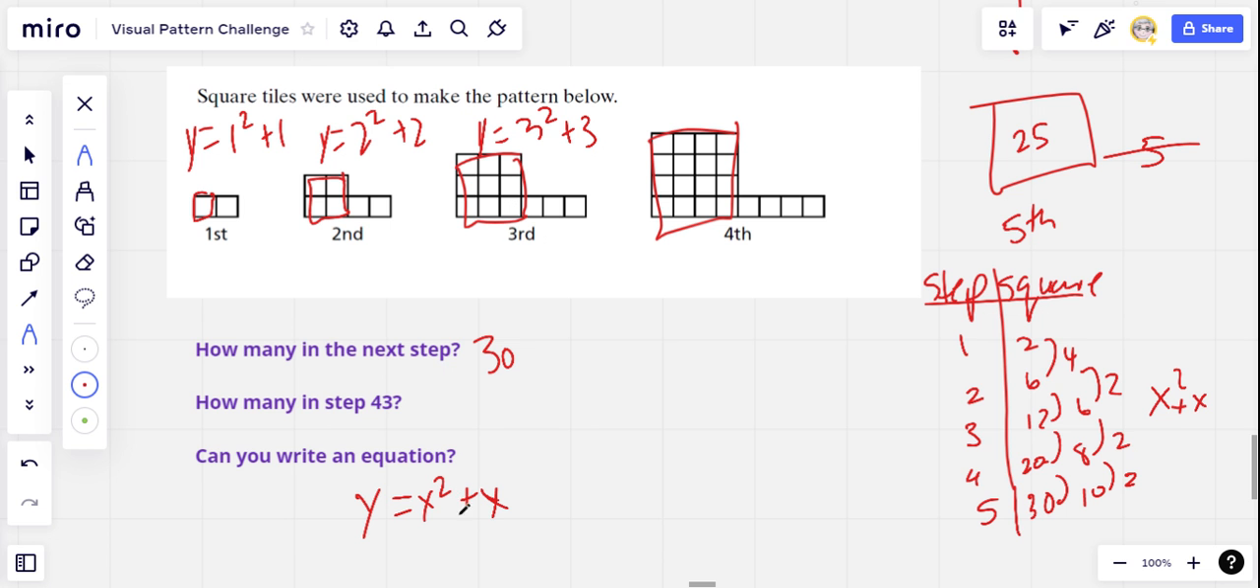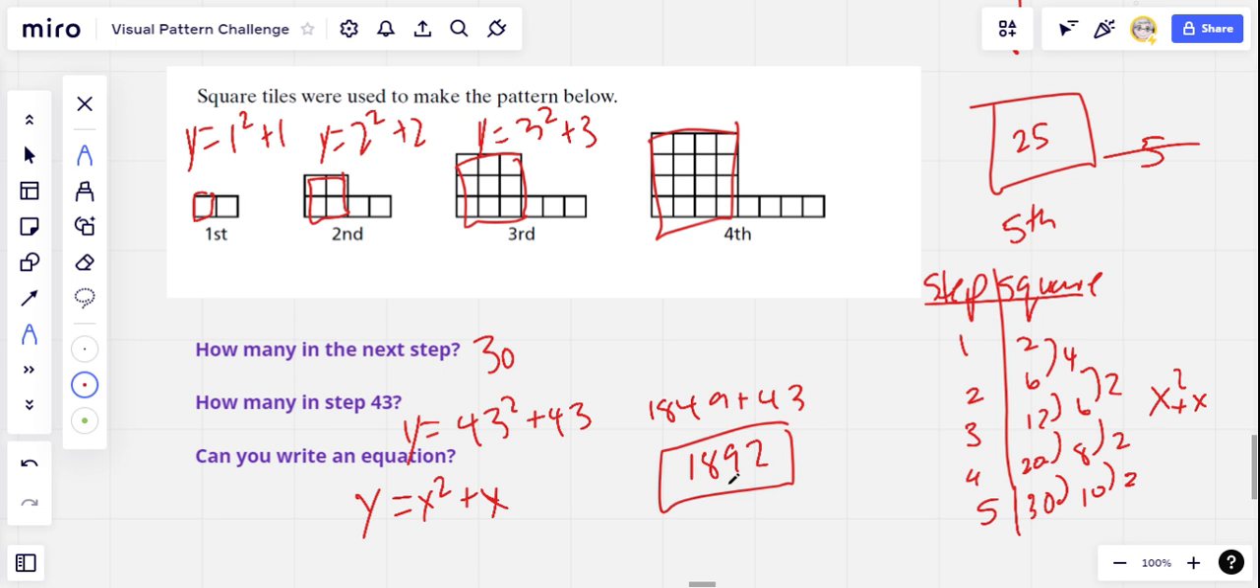And to find the number in step 43, we're just going to plug 43 in for x in that equation. So y equals 43 squared plus 43. And let's see, 43 squared is 1849, and plus another 43, that would be 1892. So I think there are 1,892 squares in the 43rd step.